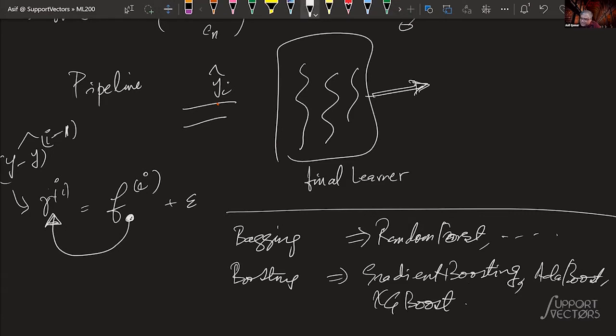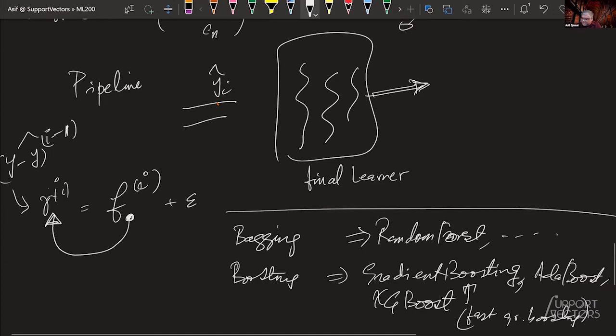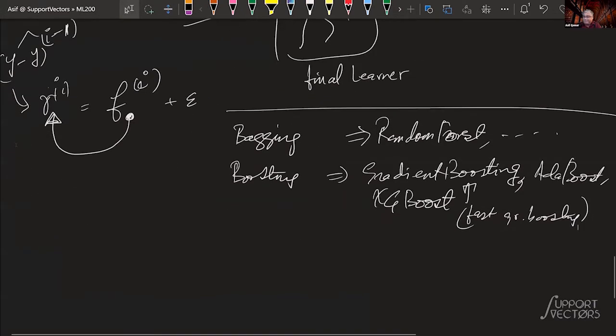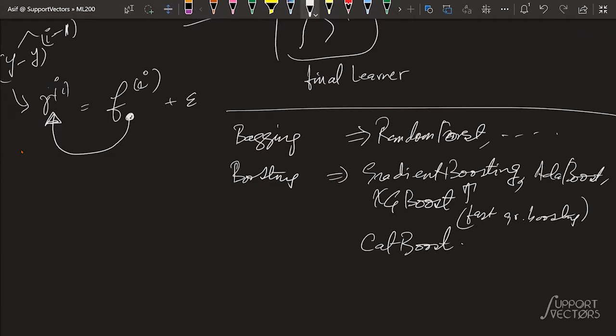XGBoost is essentially just a very fast implementation of gradient boosting, right? And then there are other variants of it, like for example, CatBoost. I believe, Dennis, you used CatBoost and got pretty good results on your Higgs boson, isn't it? It is a very strong classifier.